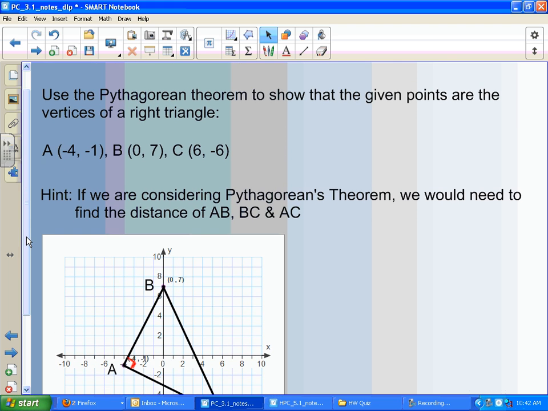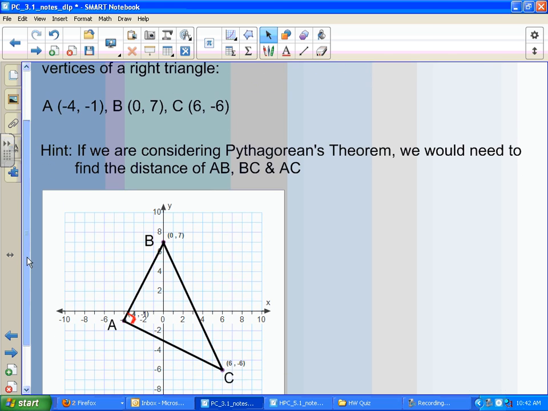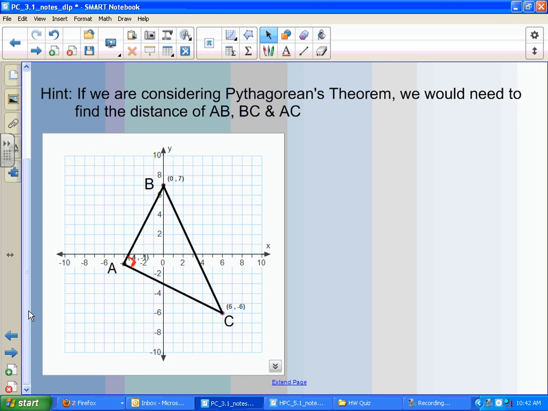Now, notice that the question was that these given points are the vertices of a right triangle. There are actually 2 ways I could tackle this problem. Does anyone have an idea of the first way we might be able to do this? It's different from my hint here. Okay, with this one, we are going to use the distance formula. That is one way, yep. There's another way. In Chapter 1, we work with this stuff.